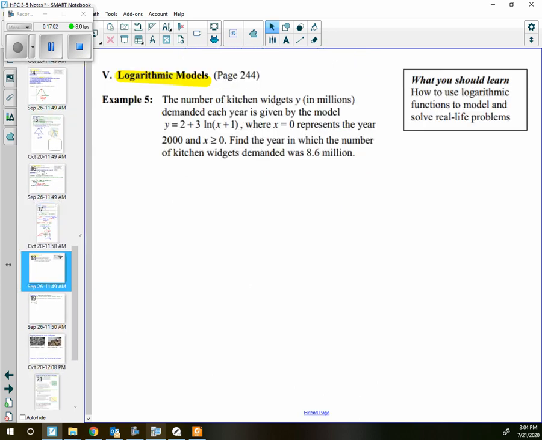All right, let's take a look at a couple last logarithmic models then. We're going to go into this last model, just trying to show you some different things that can happen. Now this is kind of a crazy made up one. All the other ones have been real data, but this is a sales model. So it says the number of kitchen widgets. A widget is some, I don't know, kitchen tool. It's our Y in millions. So the number that are sold, or demand, is given by that equation, where x equals 0 represents the year 2000. So this is modeling sales growth.